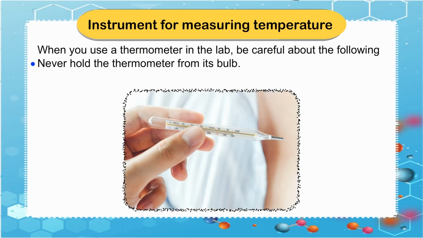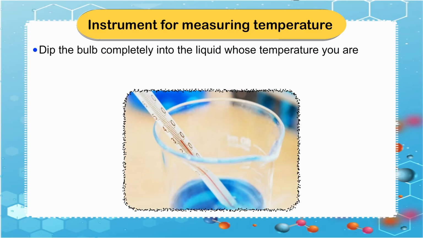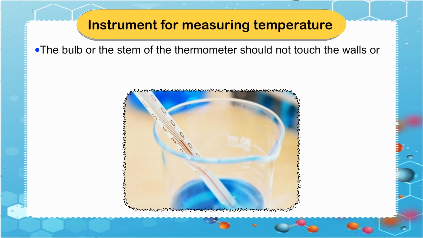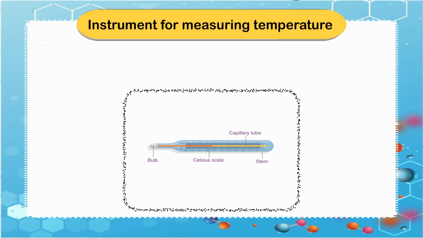Never hold the thermometer from its bulb. Keep the thermometer vertical. Dip the bulb completely into the liquid whose temperature you are measuring. The bulb or the stem of the thermometer should not touch the walls or base of the container. Take the temperature reading without moving the thermometer out of the container.